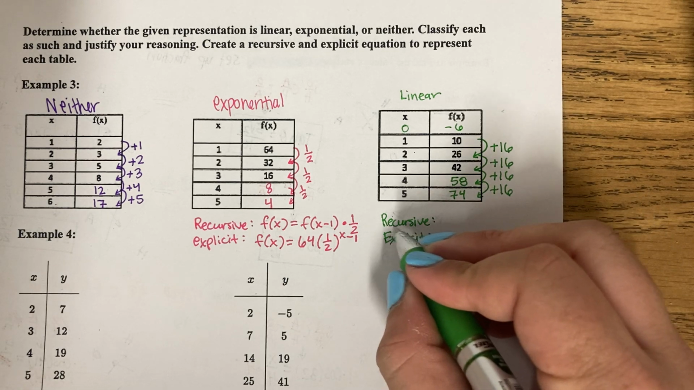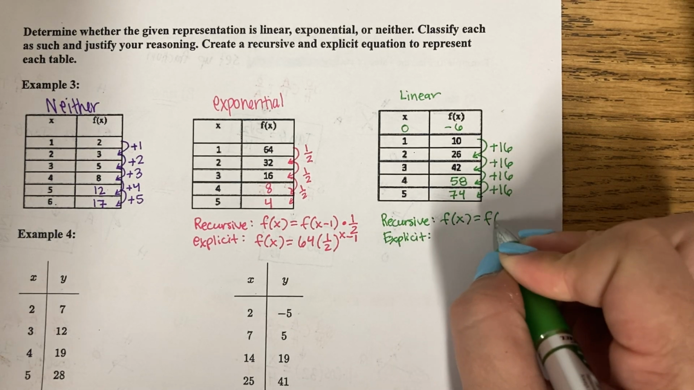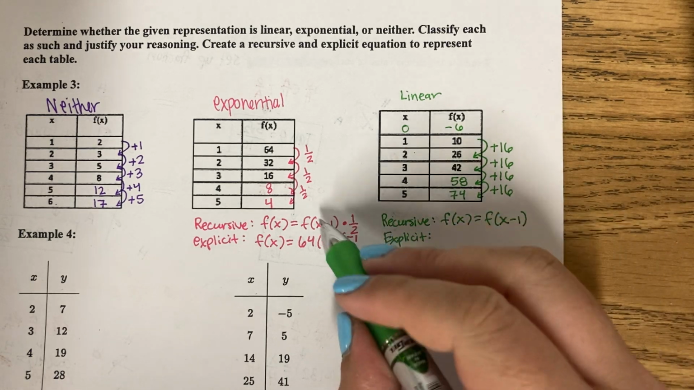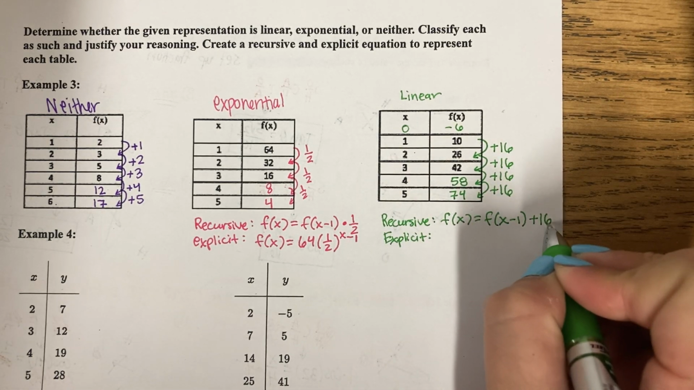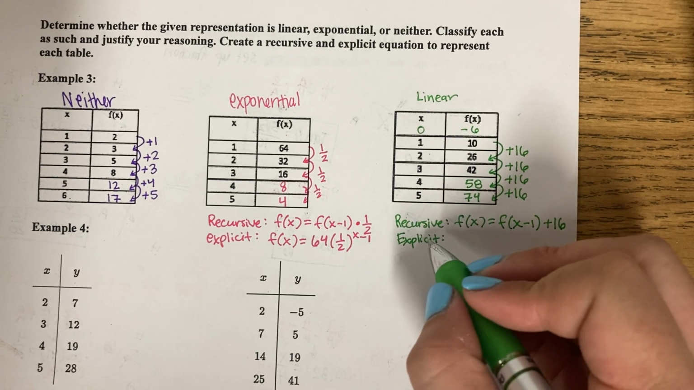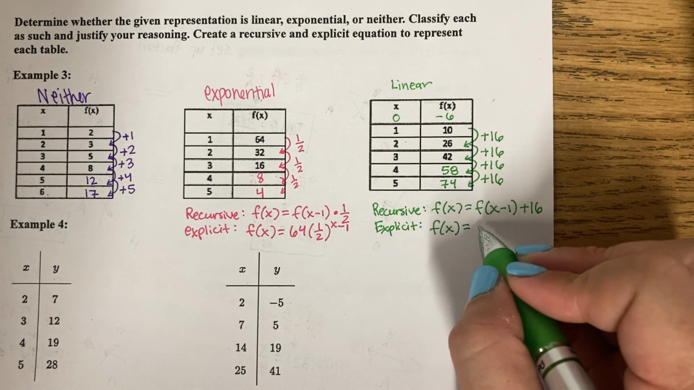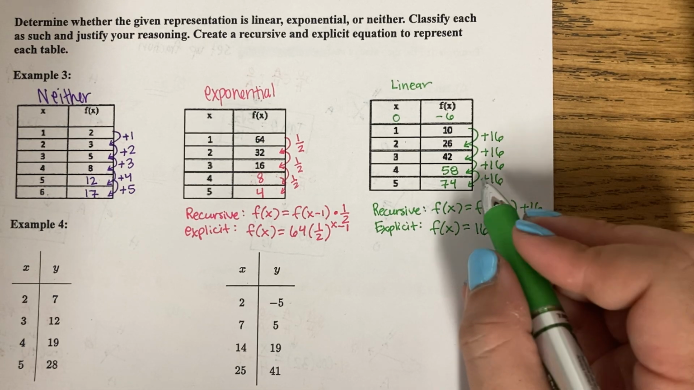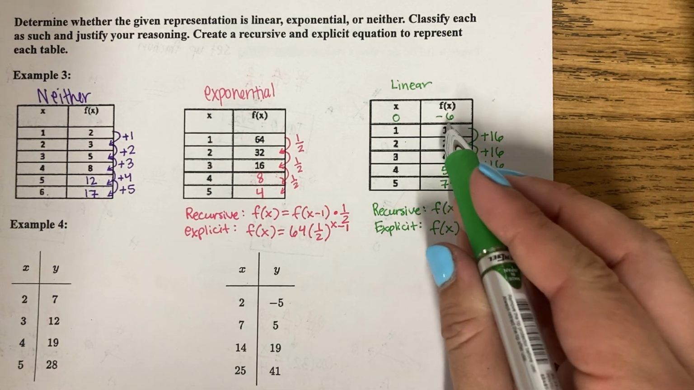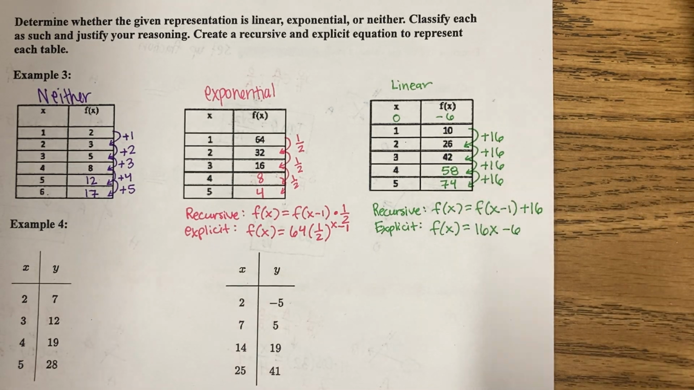So the recursive would be f of x equals f of x minus 1. And then at the end, you tag on the pattern. So my pattern is adding 16. For the explicit, I'm going to use slope-intercept form. My slope is adding 16 each time, so 16x. And my y-intercept is minus 6 at the end.